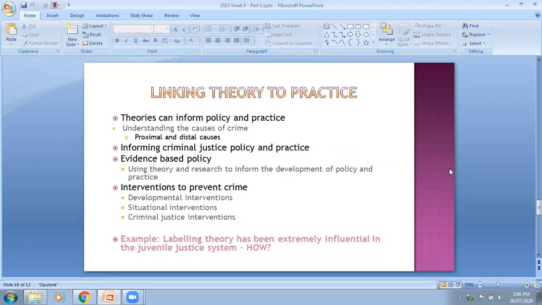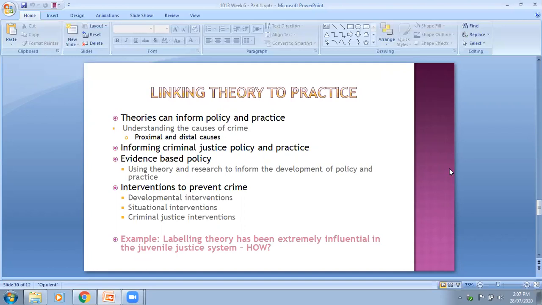So they do use a lot of theory and a lot of research to inform improvements in the way they practice. Theories can inform policy, understanding the causes, the proximal and distal causes of crime. Proximal means it's up close. Distal means further away. What's happening to cause crime that's up close to somebody committing it? What's further away? Bit of an abstract, but you'll get it as you go through your studies.